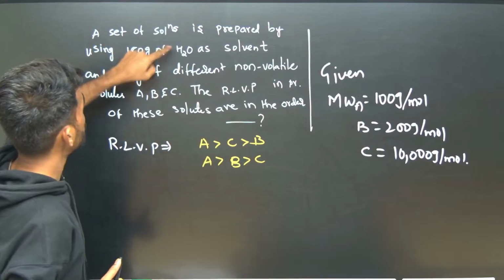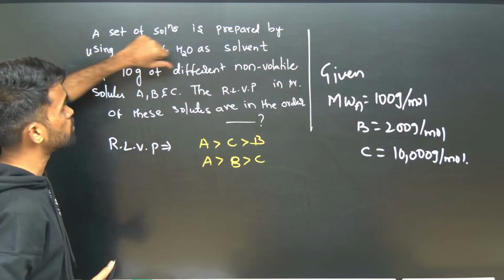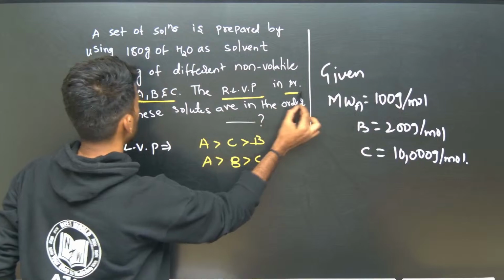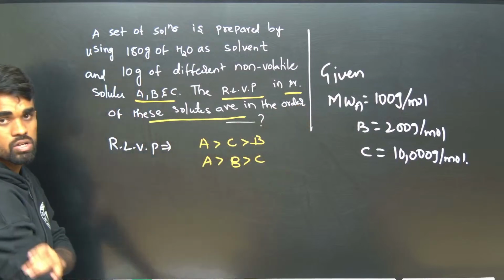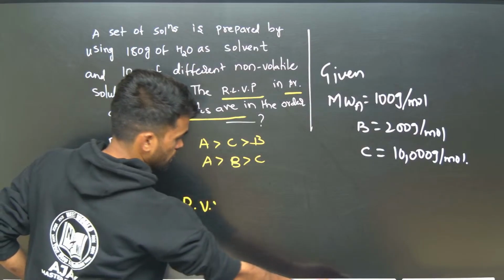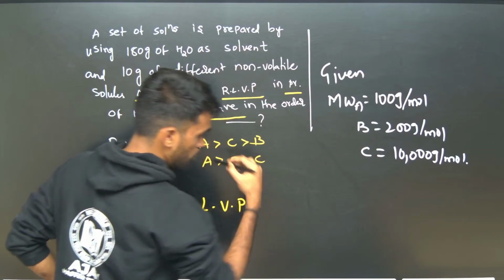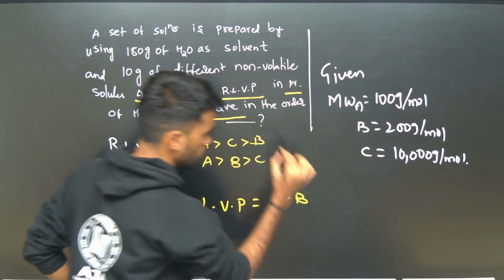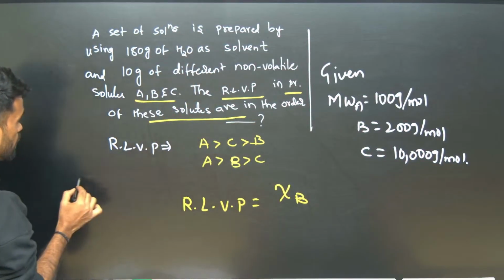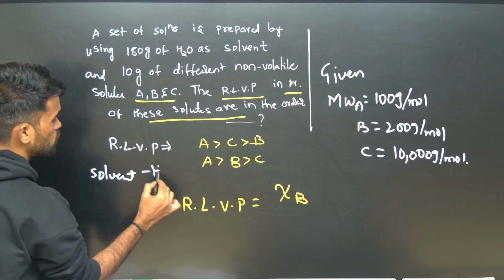A set of solutions is prepared by using 180 grams of water as solvent and 10 grams of different non-volatile solutes, A, B, C. The RLVP in presence of these solutes are in the order. So how can we give? So write the RLVP formula first. RLVP equals, I am directly writing mole fraction of solute right now. Why? Because they are talking in terms of weights. So what is our solvent and solute here? Solvent is mentioned as water. That is fixed for everyone.